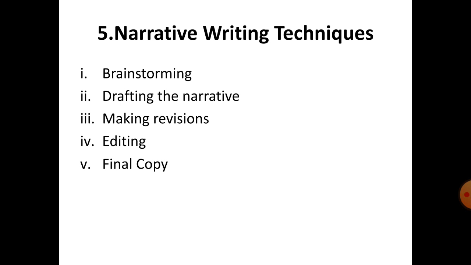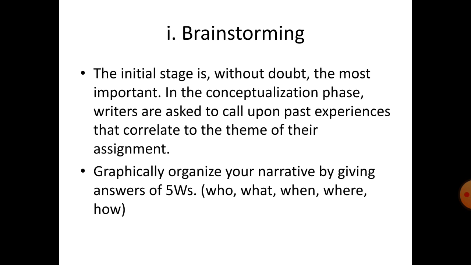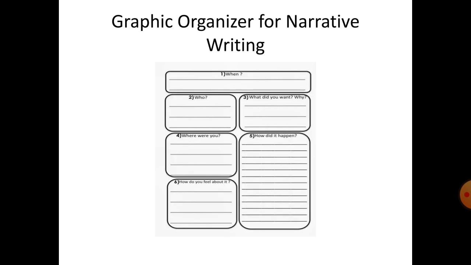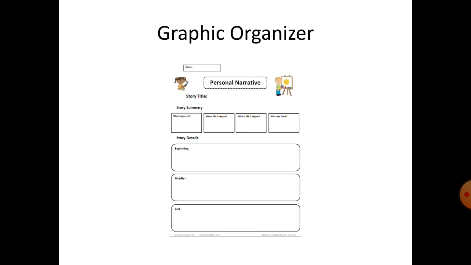There are some narrative writing techniques. These are brainstorming, drafting, revising, editing, and making the final copy. In brainstorming, it's important to graphically organize your narrative by giving answers to the 5 W's. This is an example of a graphic organizer. Another example.